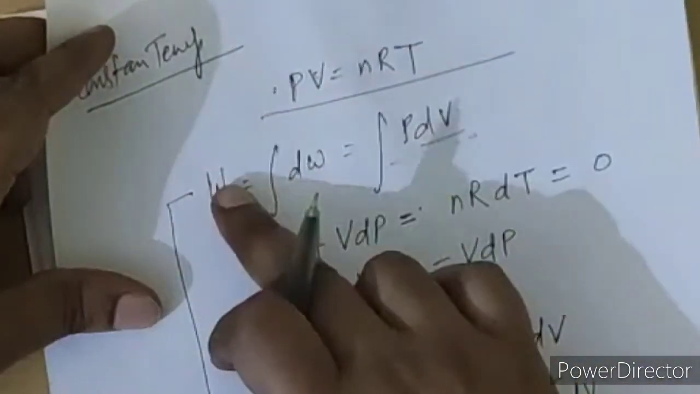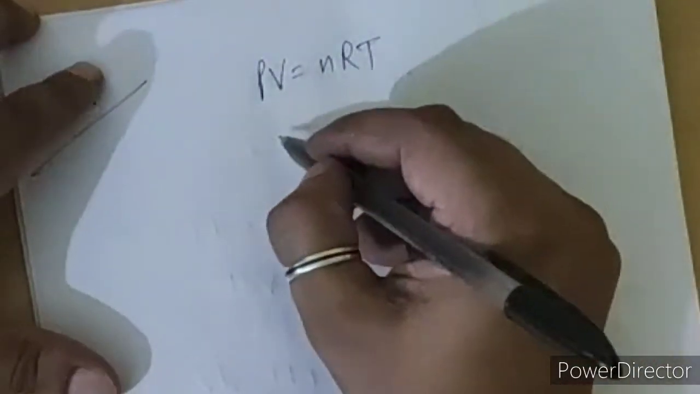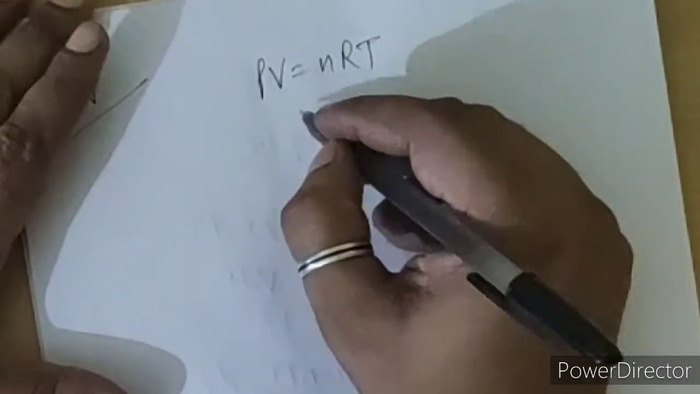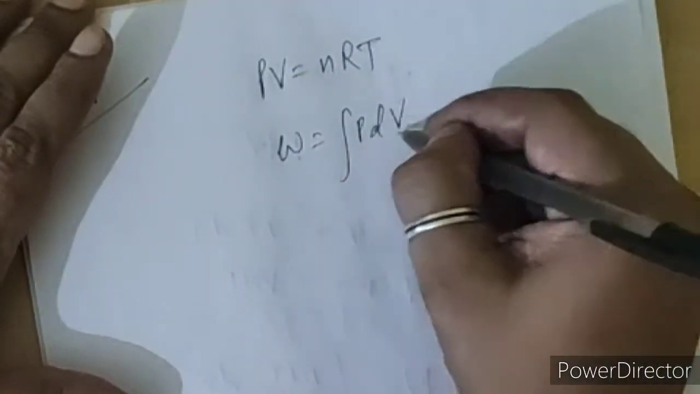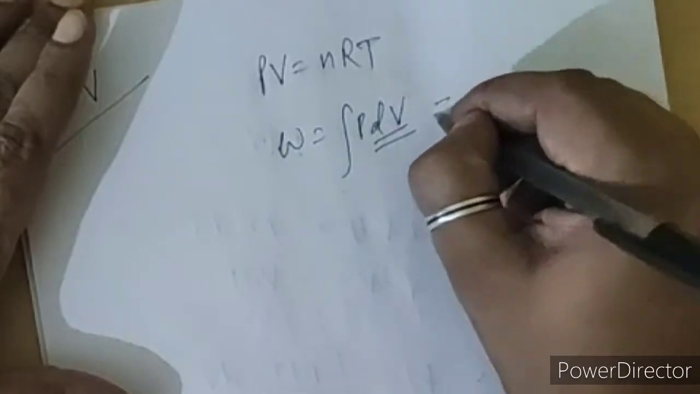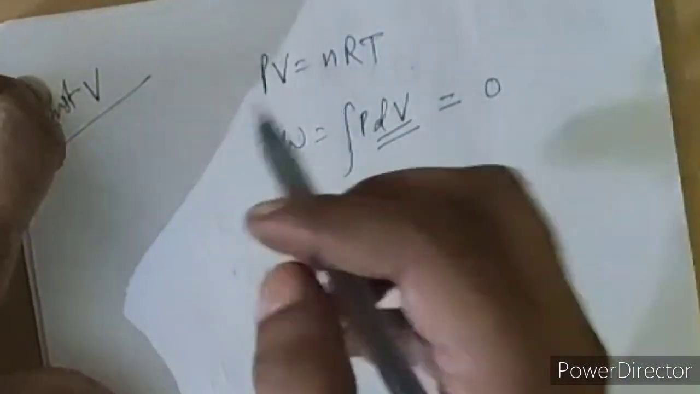So we have constant temperature, we have constant pressure. Now we talk of constant volume, and this is a very easy case. Constant volume. So PV is equal to nRT again. We have W is equal to integration of P dV. Since change in volume is 0, this becomes 0. So work done in the case of constant volume is 0.